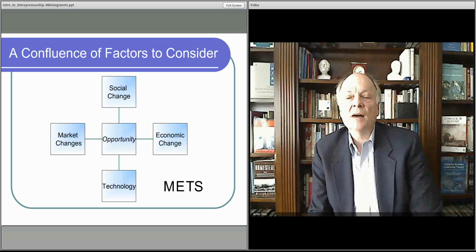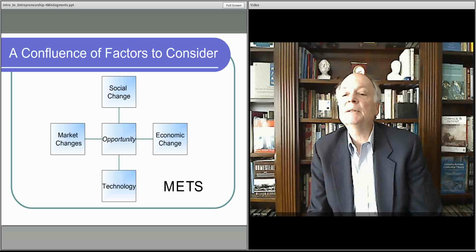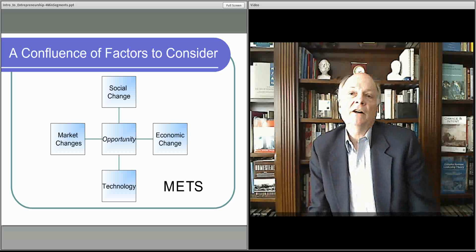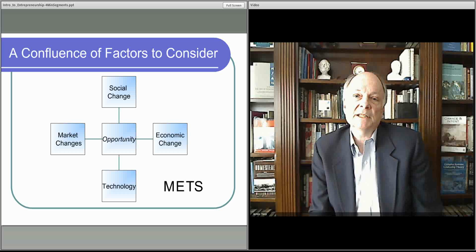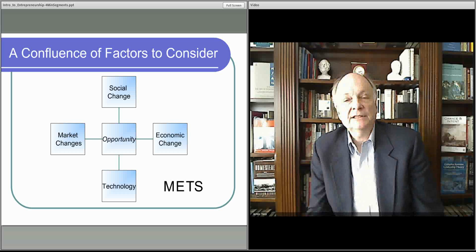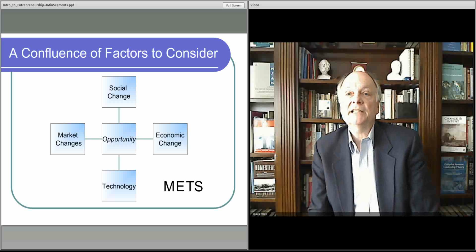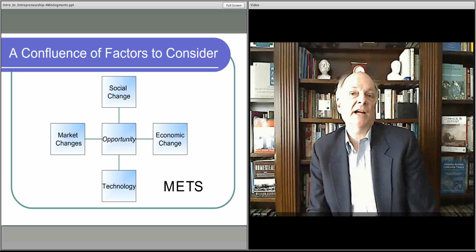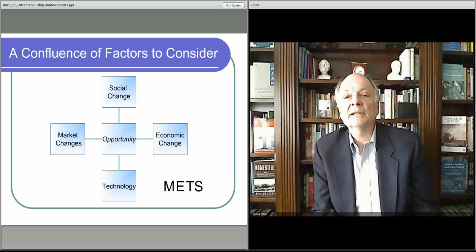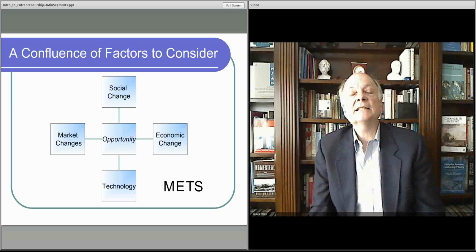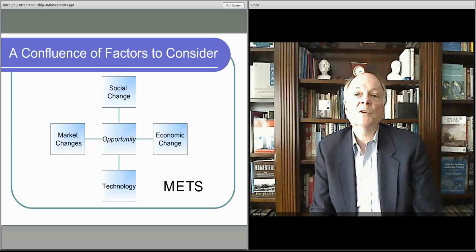Then there's economic and political changes. That means when the market's up, when the market's down. When the economy's up, when the economy's down. When there's trade deficits. When different countries have different relationships. If there is a problem in China, in terms of economics, or there's a problem in the relationship of the U.S. and China, that will create some opportunities for creating businesses.